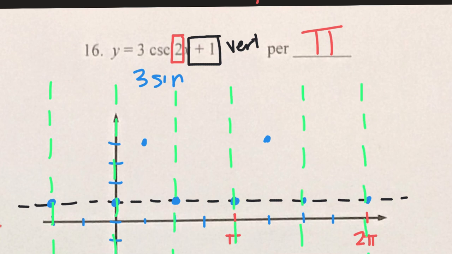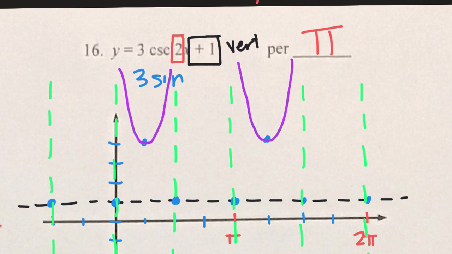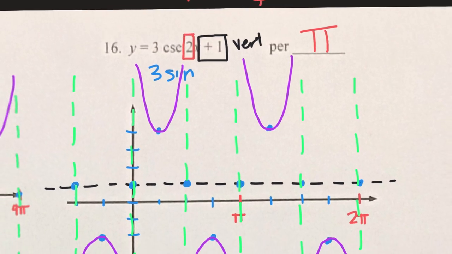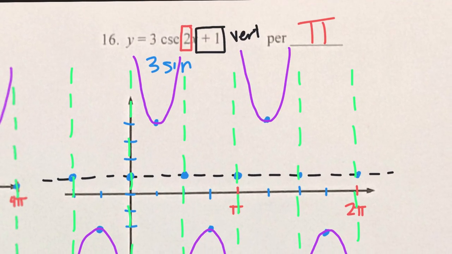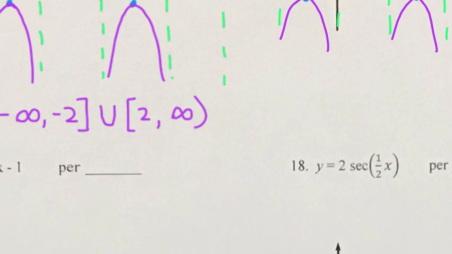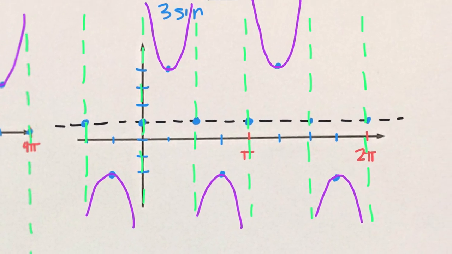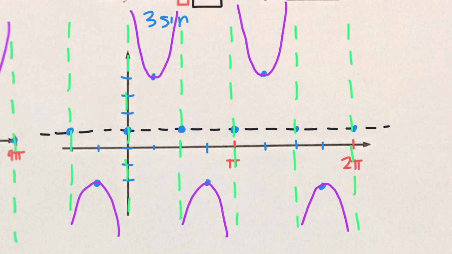From your maximums, your graph goes up. And from your minimums, your graph goes down. And that's our complete graph of 3 cosecant of 2x plus 1. So let's look at a couple of, oh, wait a second, we have to do the range. Sorry, I forgot about the range.